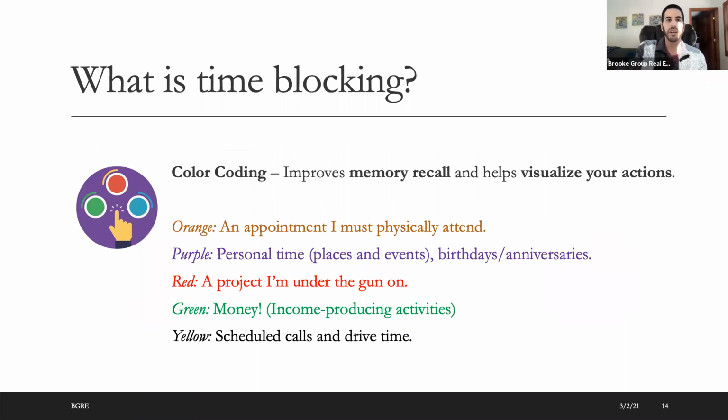So we'll jump right into it and we'll talk about color coding. Color coding improves memory recall and it helps you visualize your actions. Like I said before, having colors assigned to different tasks tells me what mindset I need to be in. Anything in orange is an appointment that I must physically attend. I've also started to use this for Zoom meetings. I've been having a lot more Zoom trainings or Zoom interviews or whatever the case might be. And I'm using orange to designate, okay, this is time that I need to be focused and well caffeinated because I'm working with people.